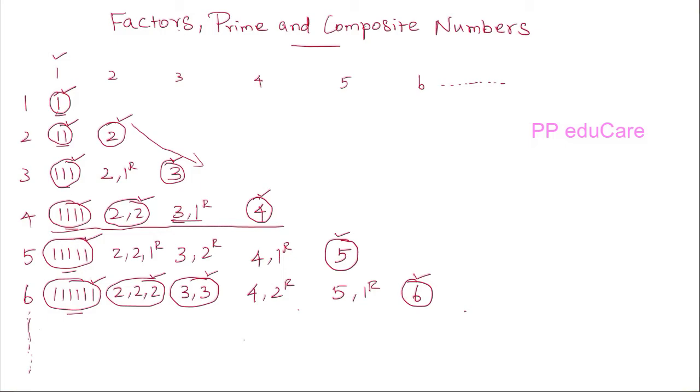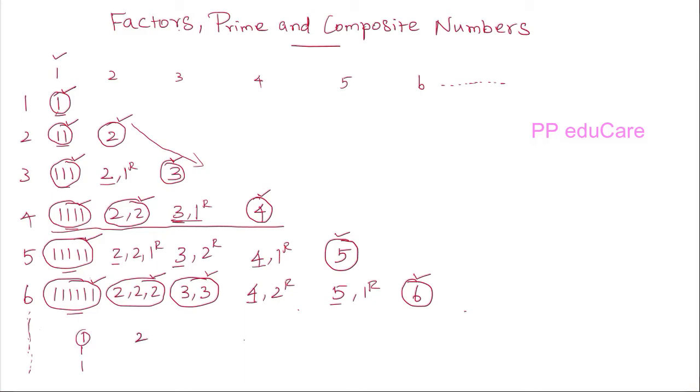Look here. In the third row, 2 will not be a factor of 3. In the fourth row, 3 will not be a factor of 4. In the fifth row, 2 will not be a factor of 5. 3 will not be a factor of 5. And 4 will also not be a factor of 5. In the sixth row, 4 will not be a factor of 6 and 5 will not be a factor of 6. Therefore, the factor of 1 is 1 itself.